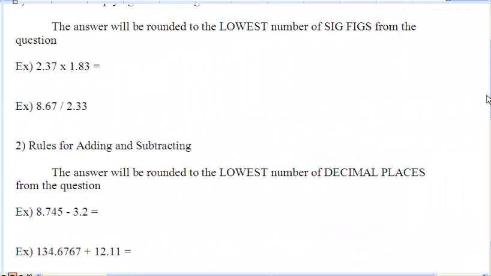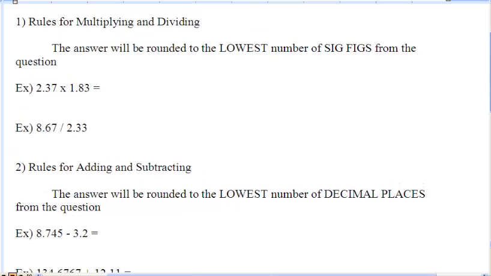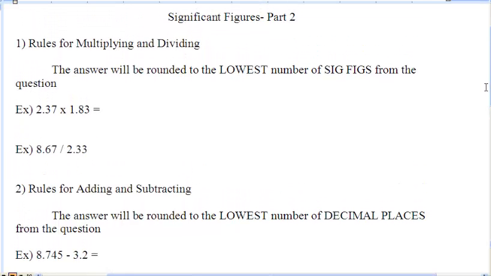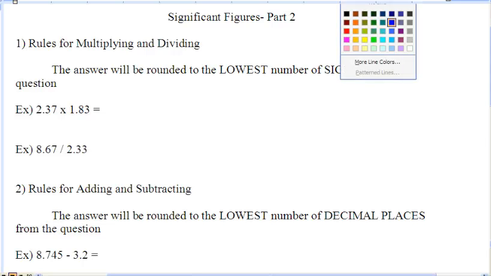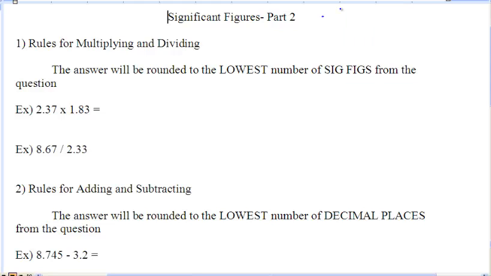Welcome back. This is part 2 of our sig fig section. This is all dealing with the calculations based on our significant figures. So these are the rules that are going to tell you what you're going to round your answer to. This is basically what we're going to be focusing on for a lot of the questions.